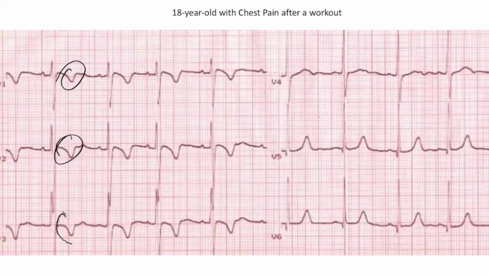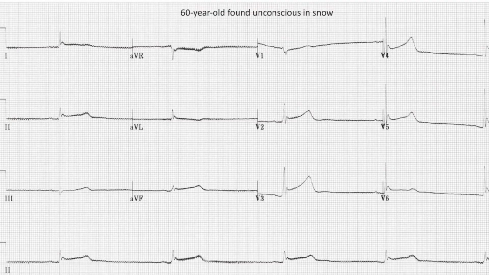V1, V2, and V3. The inverted T waves in V1, V2, and V3 are normally seen in kids and sometimes can persist into adulthood, and they're called persistent juvenile T waves and are considered okay. They're usually not very deep, and they're limited to leads V1, V2, and V3. So let's look at the next EKG.